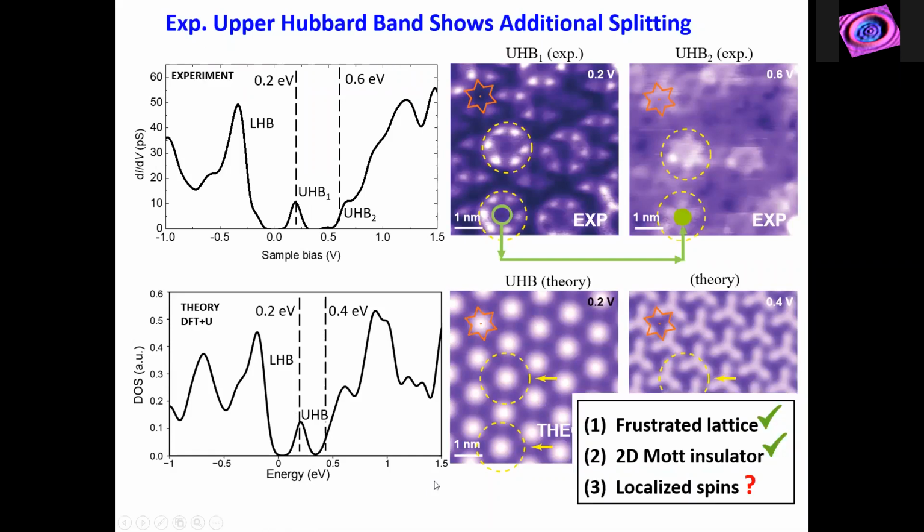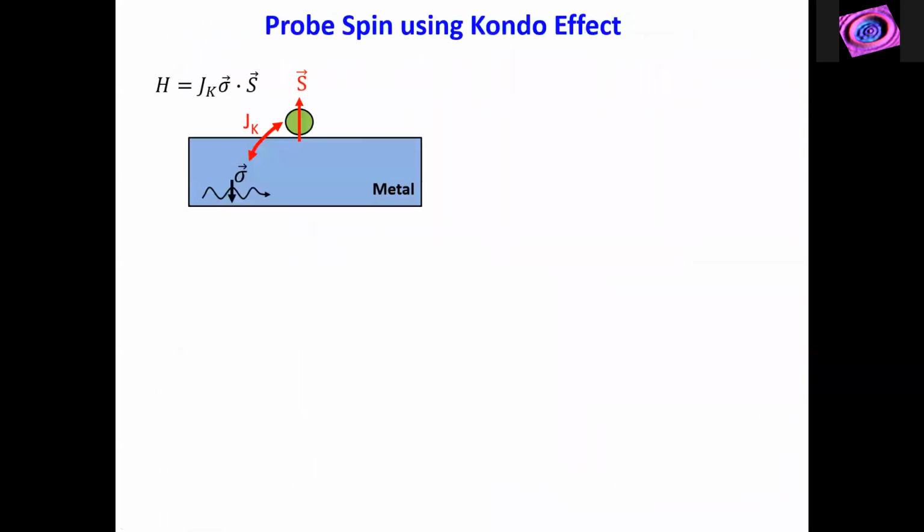And so the bottom line of all of this is that for the 1T-TaS2, we do get a frustrated lattice and we get Mott insulating behavior, but it is not a completely generic Mott insulator. So the next question is, do we see localized spins? If you have a Mott insulator, you expect localized spins, but it would be nice to see them just to be sure. And so we decided to use the Kondo effect to see if there's localized spins. And I'll remind you what the Kondo effect is.